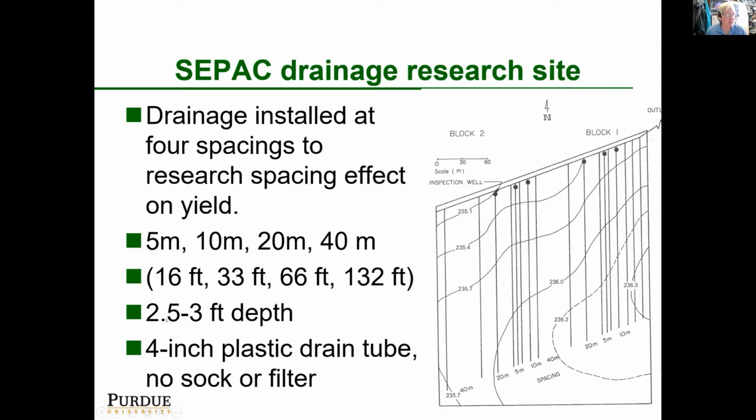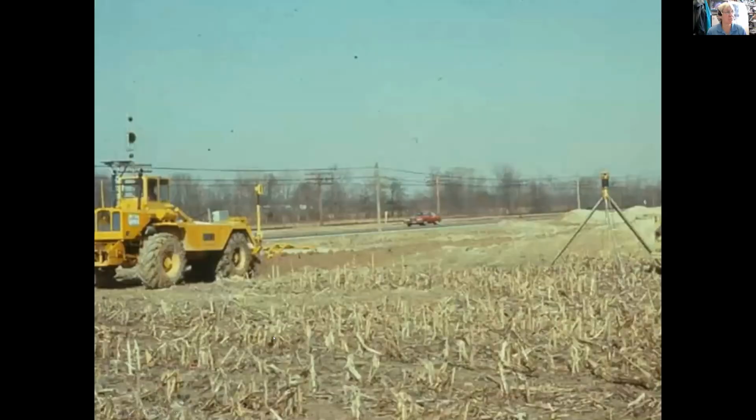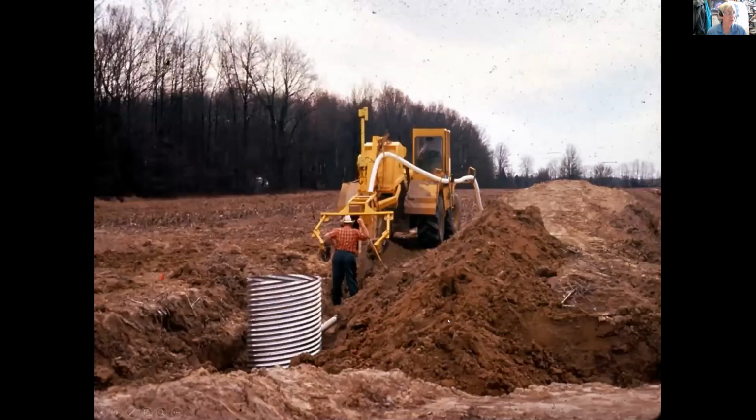The tiles were installed at 2.5 to 3 feet depth, which kept it above the fragipan, the restricting layer at about 3.5 to 4 feet deep, and it was standard perforated plastic drain tube. The tiles were installed in February and March of 1983. Some of you may remember 1983 was another drought year, not as severe as 2012, but it was a drought year. The tiles were installed with the standard equipment at the time, the trencher and the laser guided machinery. That was the main drain there along Highway 50.